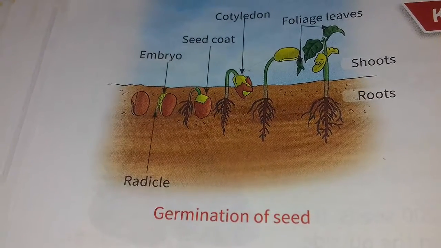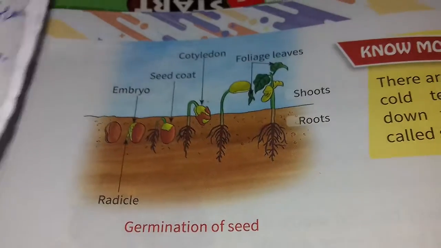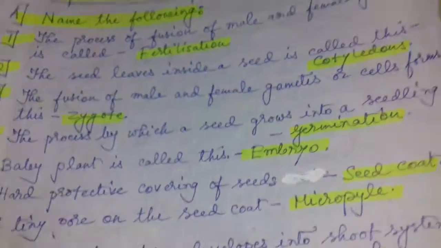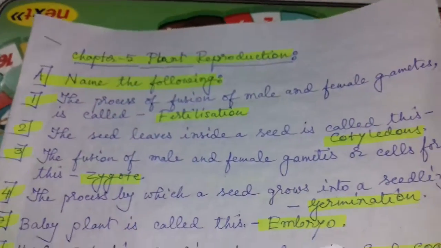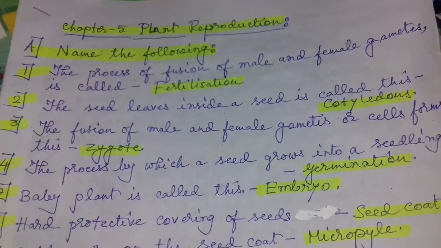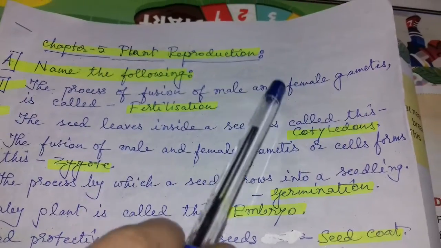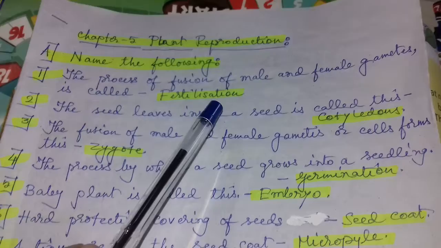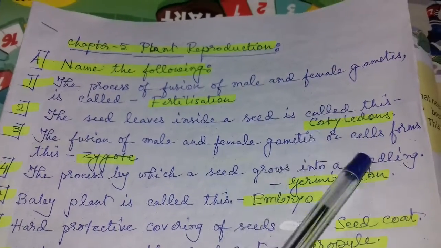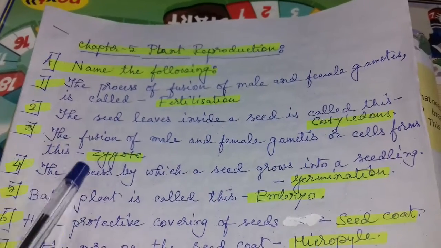Now I am going to discuss the question answers. Mainly today I will discuss the objective type question answers on this chapter. Firstly, A. Name the following. The process of fusion of male and female gametes is called fertilization. The seed leaves inside a seed are called cotyledons. The fusion of male and female gametes or cells forms the zygote.